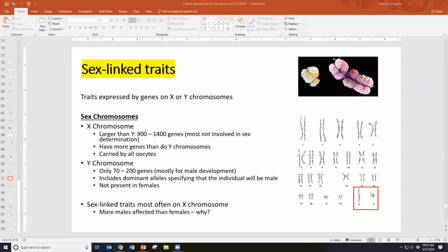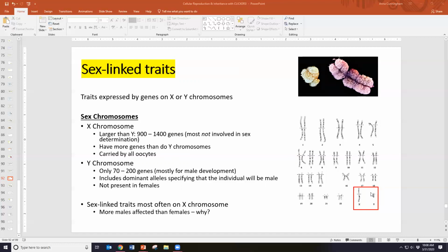When we talk about sex-linked traits, for example color blindness, sex-linked traits are frequently on the X chromosome, and they affect males more than females. I have the reason on a slide, but we're running out of time, so I'm just going to tell you why. Whereas females have 2 X chromosomes, if they have a disease on one of those X chromosomes, that X chromosome can be inactivated, and so the non-diseased X chromosome leads to expression of traits.